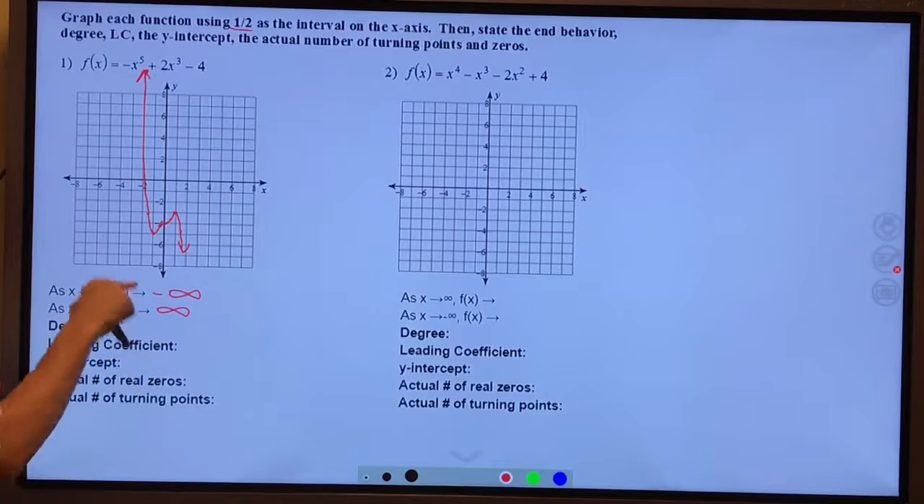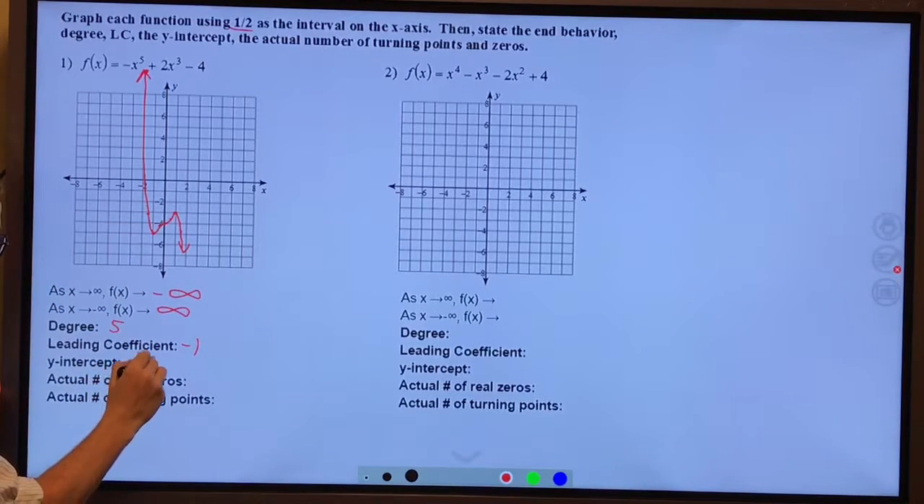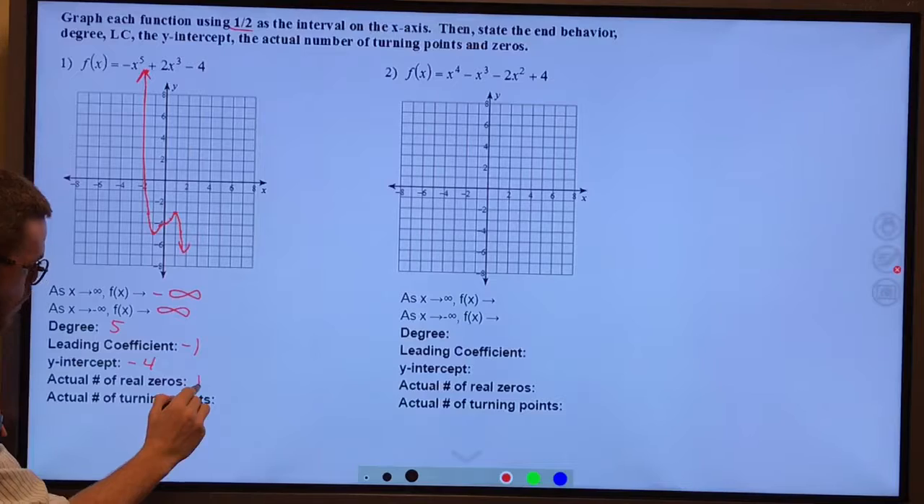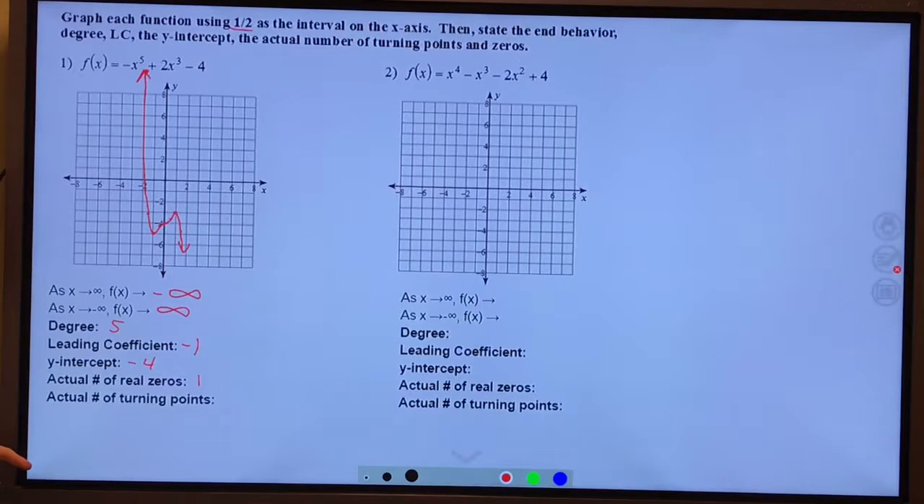Our leading coefficient, we know that was a -1. Our y-intercept, we know is a -4. The actual number of real zeros, it only crosses the x-axis once. The actual number of turning points, looks like it has 1. We do some bobbling in here, but really I see 2 turning points, 2 places where it really does change direction from decreasing to increasing or from increasing to decreasing.